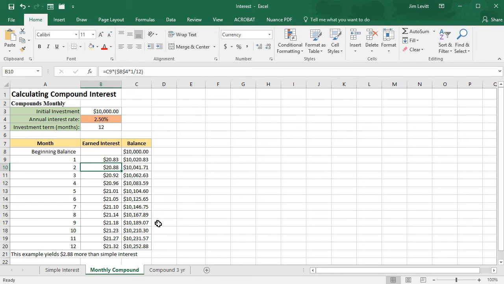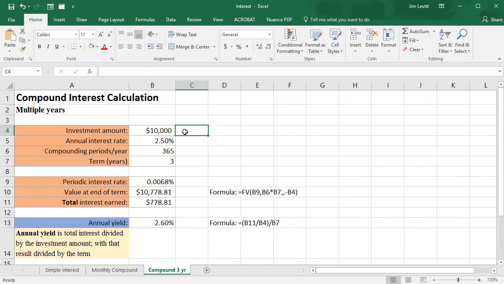Let me show you another formula we can use to calculate and anticipate interest called future value. To do a compounding interest rate for multiple years, we start with our $10,000, and then we calculate our annual interest rate. In this case, the compounding periods are by day, so I do 365. And this is a multiple year investment, so I put 3 years down.